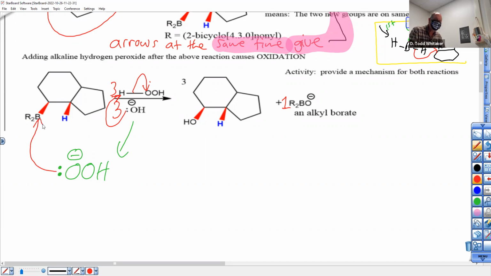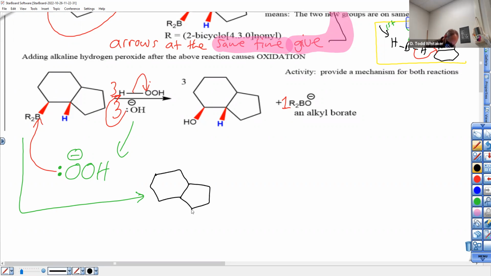You just go ahead and attack that. R is already defined here. Feel free to use it as many times as you want. You got your hexane, cyclohexane, sorry. I'm not even going to show that H. I'm going to show B with 2 R groups.